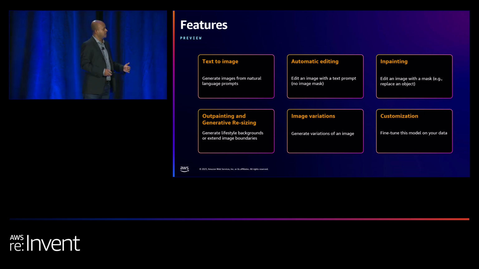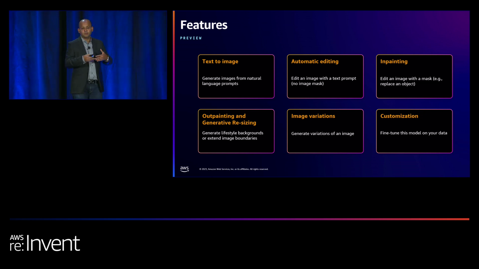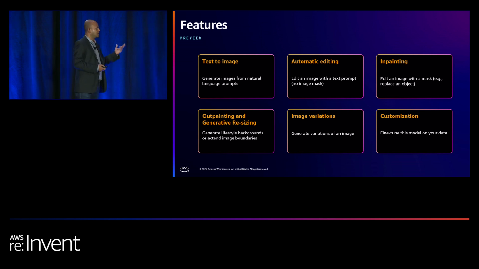You can also do the same thing using an image mask, if you want, right? It will definitely provide more accuracy if you have a specific mask. So you can do either mask-based editing or mask-free editing, which we call automatic editing. We have generative resizing, which you may be very familiar with from DALL-E or other models, where you extend the image boundaries, and it can be guided with a text prompt as well.